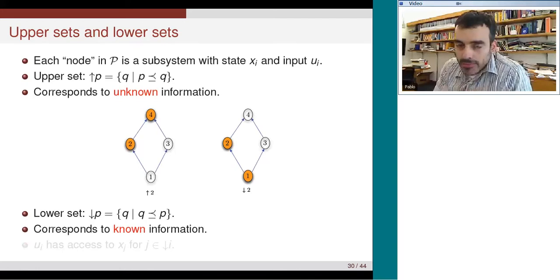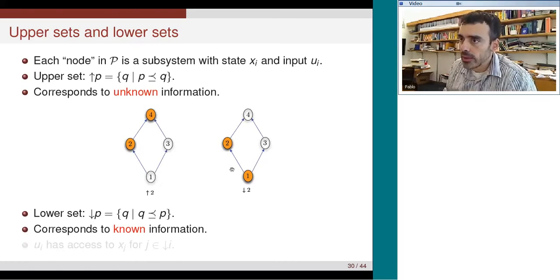And then from that, I have to produce a suitable control action. So let me explain how this architecture works. I said there's this notion of upper sets and lower sets, and it's very simple. Let's say I'm at subsystem 2. Then the upper set is everything that's above me in the partial order, so the upper set of 2 is going to be 2 and 4. My lower set is everything that's below 2, so in this case it's going to be 1 and 2.